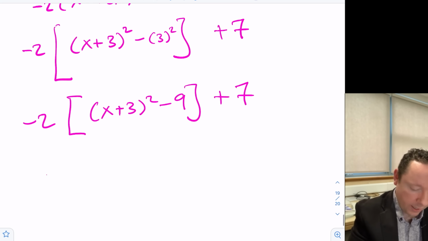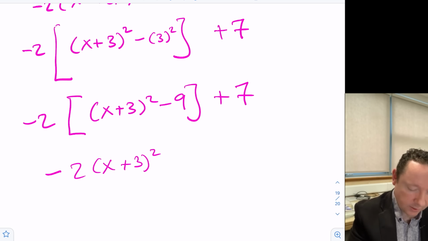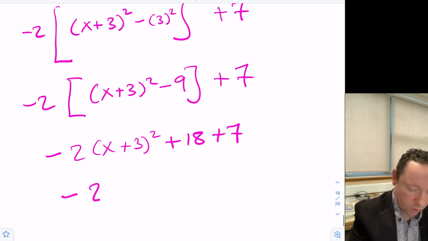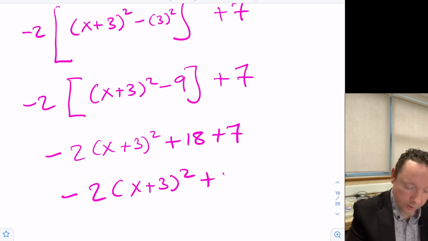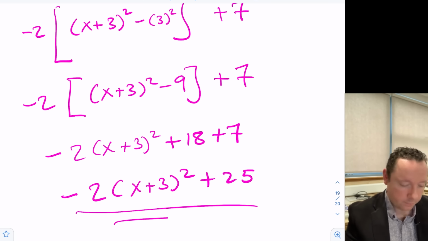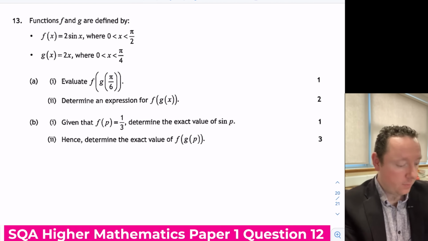Expanding that, I've got minus 2(x + 3)². Minus 2 times minus 9 is plus 18, but I've still got plus 7. So I've got minus 2(x + 3)², 18 plus 7 is 25, so plus 25. And we're done there. SQA Higher Maths 2023, paper 1, question 13.